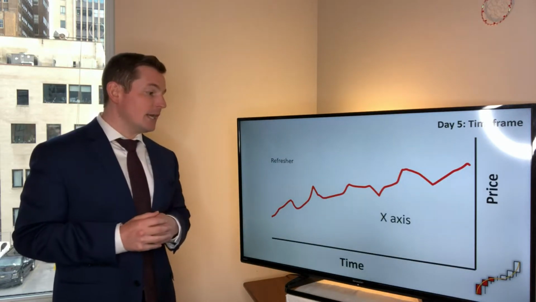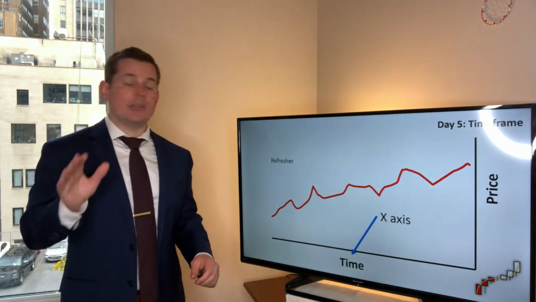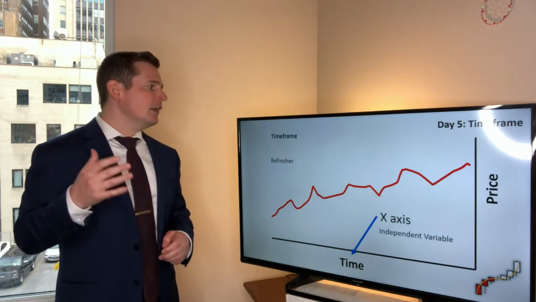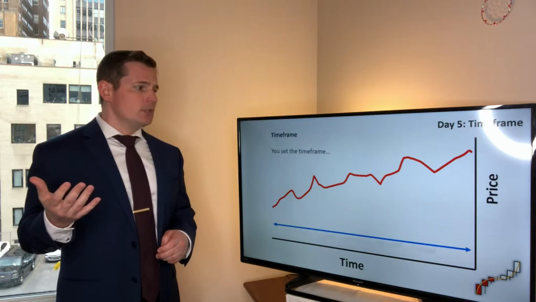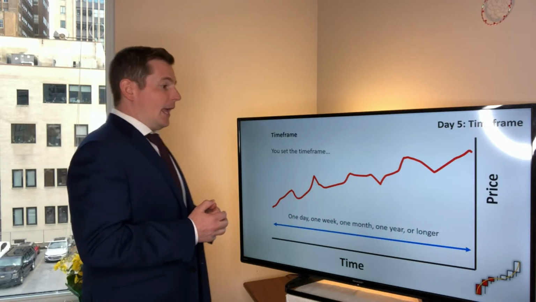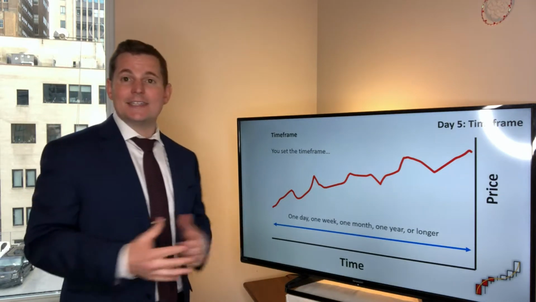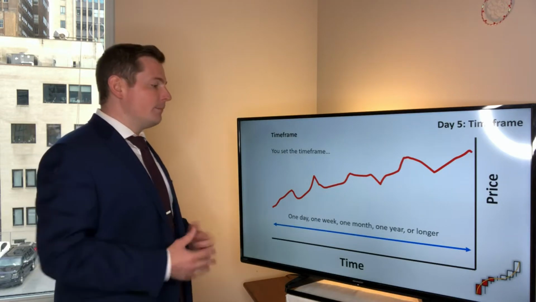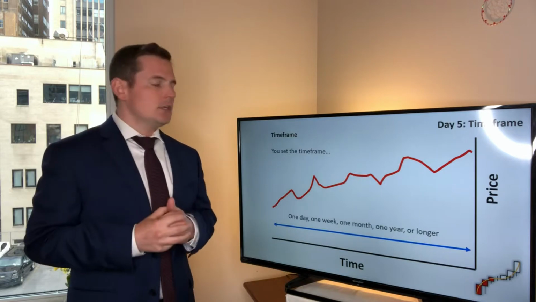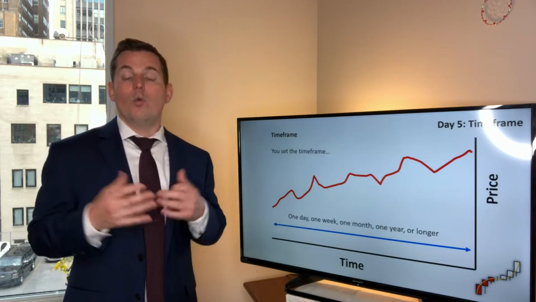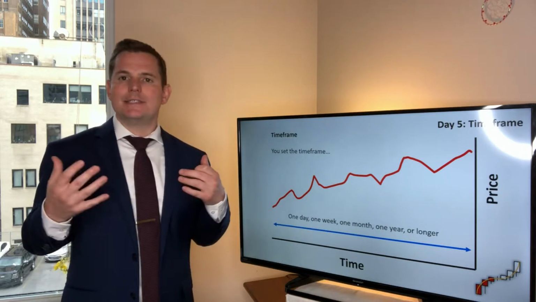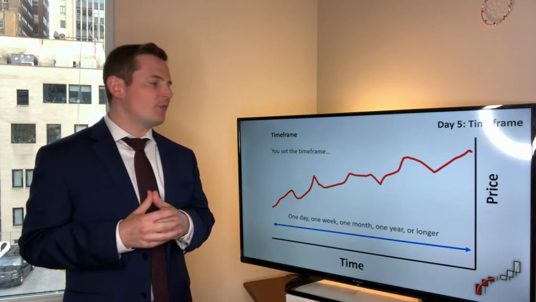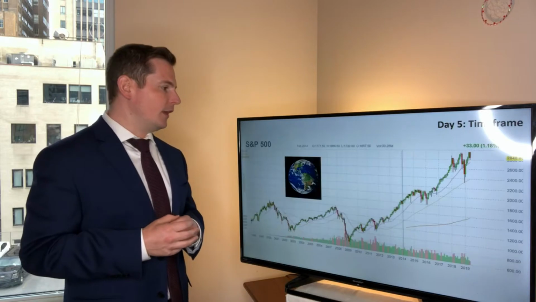Just a little refresher from yesterday. The time is on the x-axis, and it is the independent variable. And you set your time frame. So your time frame could be as long as 2 decades if they have price history for that long, if the company's been in existence for that long, or it can be as narrow as 1 day. So it's really important to understand what you're looking at before you even decide anything about a trade at all. You want to know your time frame. It's definitely the most important thing to know.